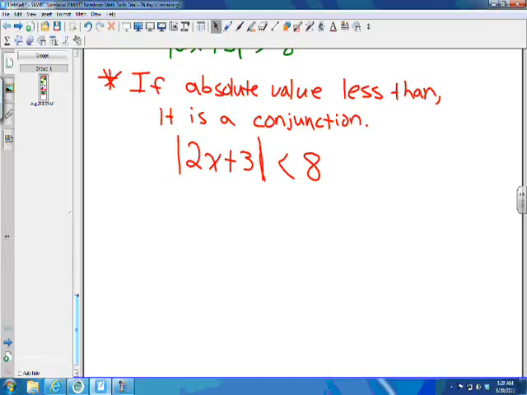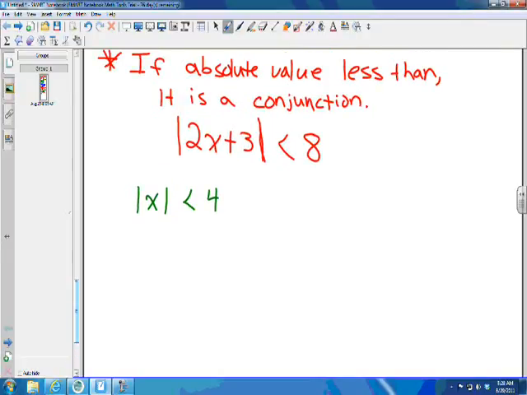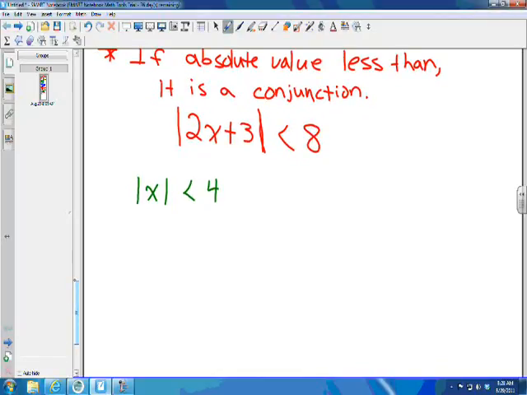Some of the easier ones are just a letter. You don't even have to solve. You just have to split it up. Like absolute value of x is less than 4. So would this be a conjunction or a disjunction? Since we have less than, it would be a conjunction. So what's a conjunction mean? Where's the x? In the middle. So if you have absolute value of x is less than 4, you put negative 4 on the left-hand side, less than x, less than positive 4. So we just wrote a conjunction.